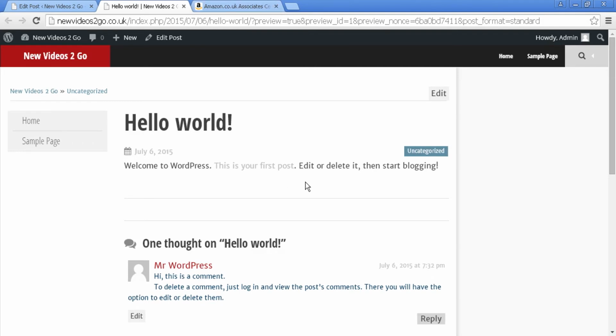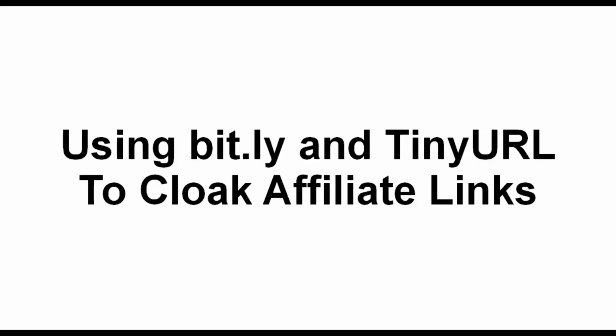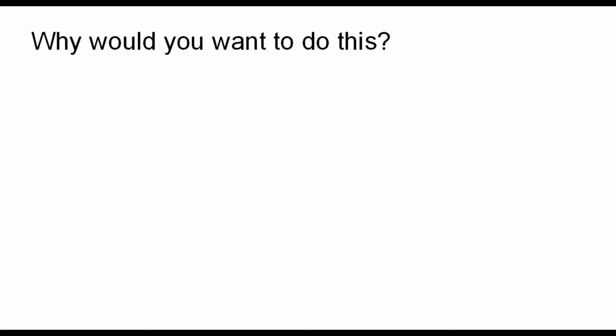And there we go. That's how you can add links and banners and adverts to your WordPress blog to direct people to affiliate products. In this video, I'm going to show you how to use bit.ly and tinyURL to cloak affiliate links. Now, why would you want to do this?